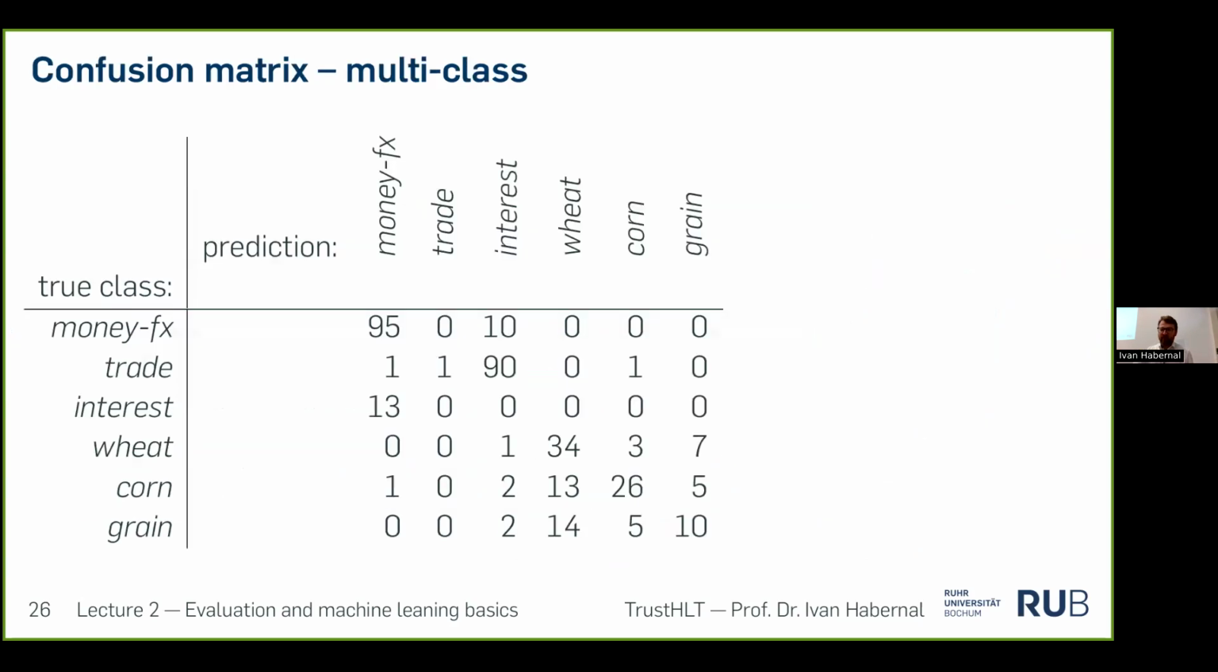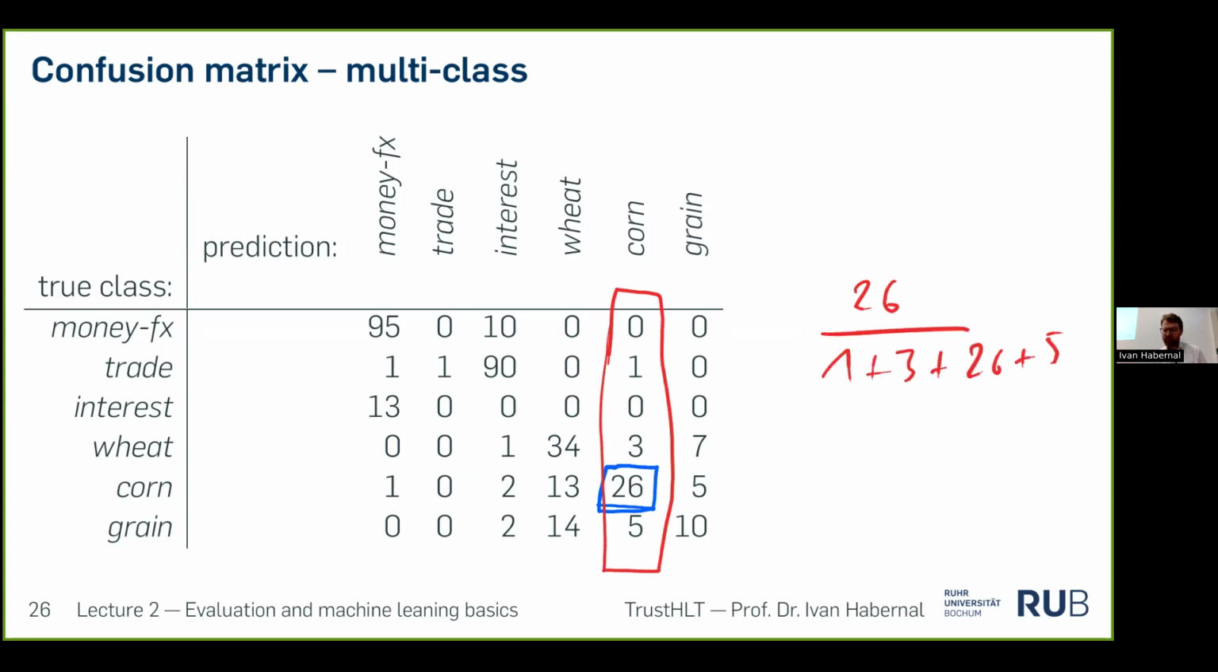and report it. Because then you can do this for multiple classes, right? You can compute precision and recall for multiple classes. For example, this is document classification. The precision for corn would be, so this is the diagonal, this is how many times I was correct on predicting corn. And now let me use a different color because we were using that before. This is how many times my classifier said it is corn. So the precision for corn will be 26 over 1 plus 3 plus 26 plus 5, which is some number. Okay, so this will be the precision.